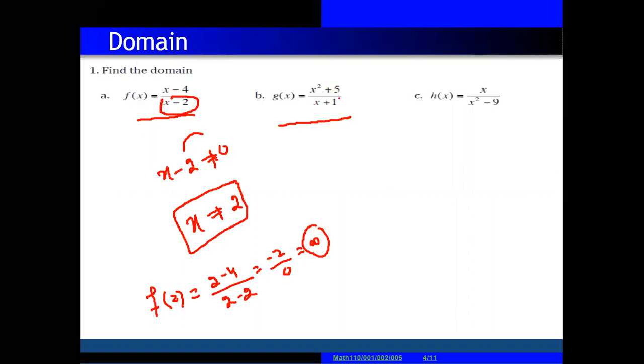So then put the denominator not equal to 0. x plus 1 not equal to 0. Transfer 1 to the other side. x not equal to minus 1. All values are possible except minus 1. Okay, what about part C?